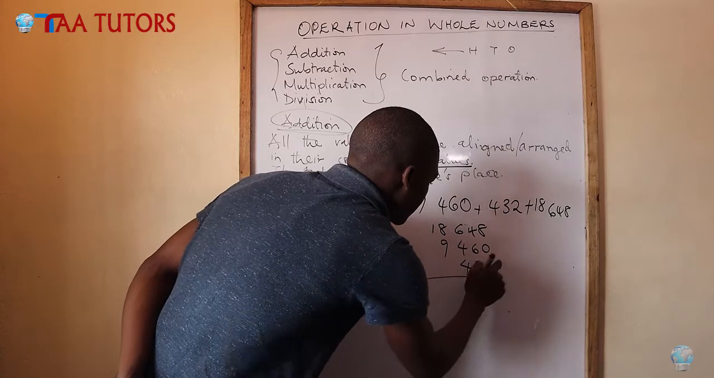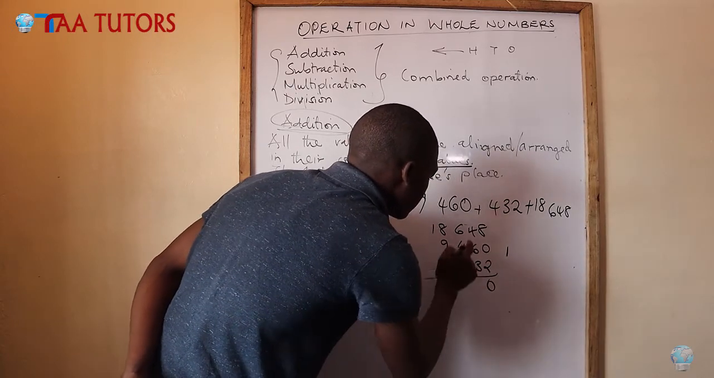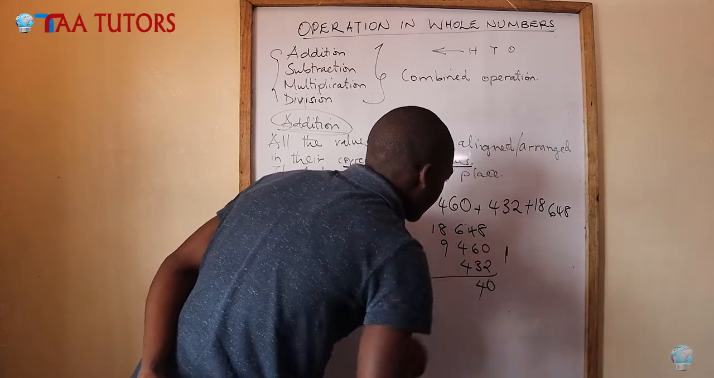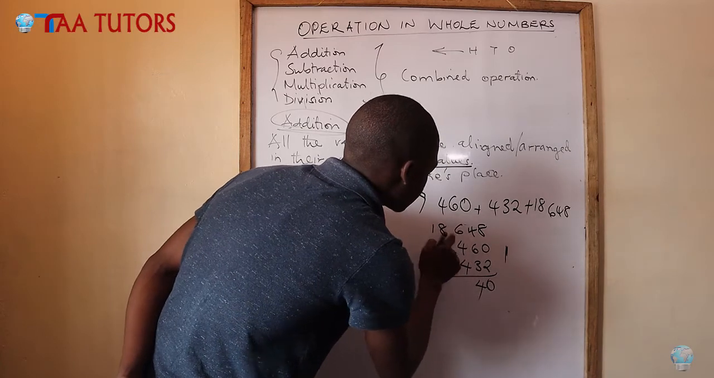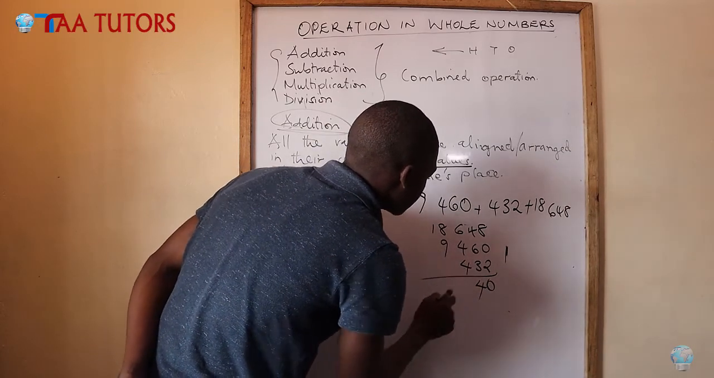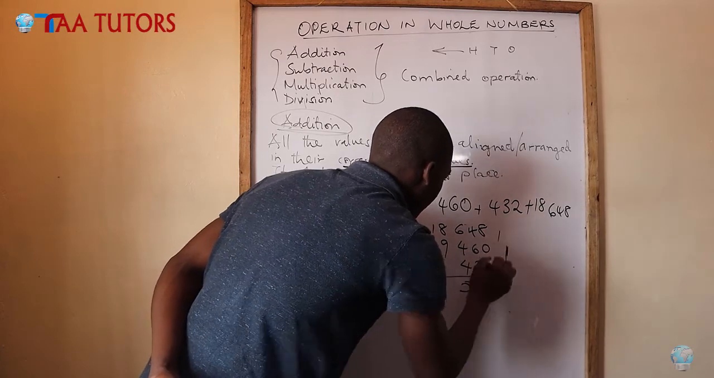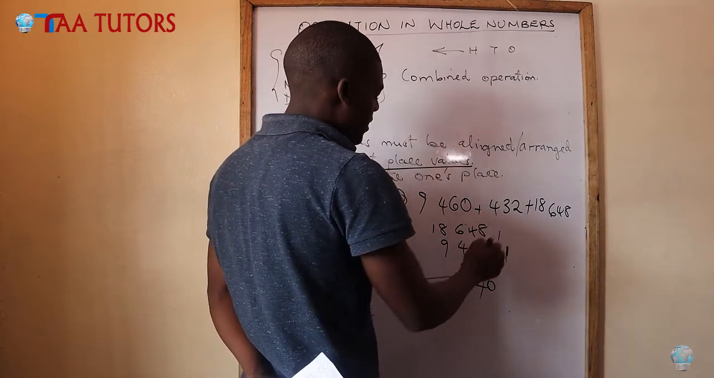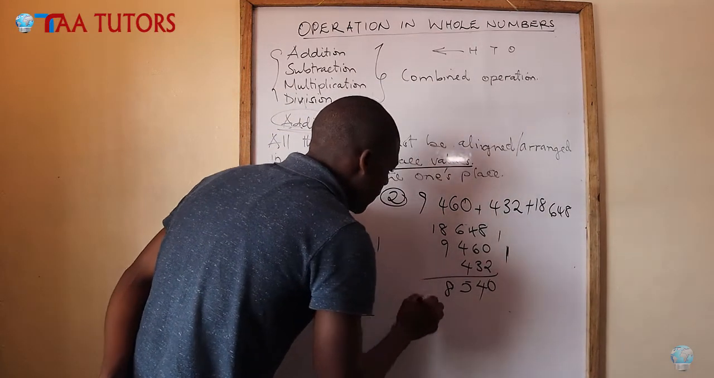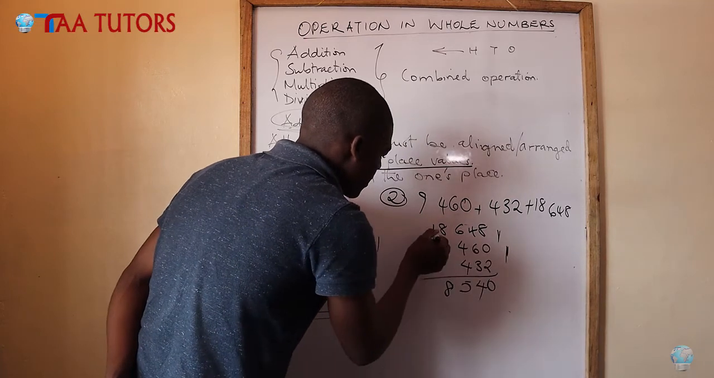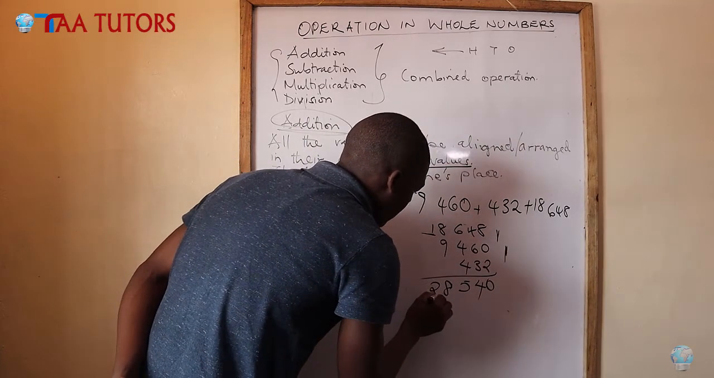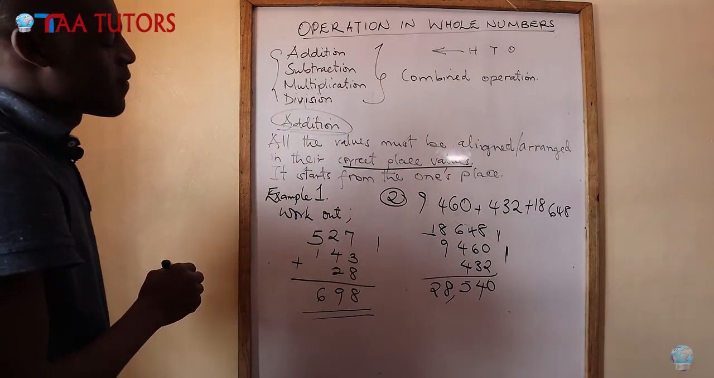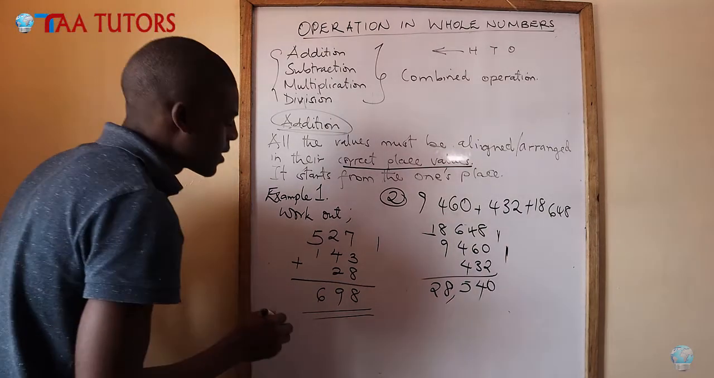8 plus 0 is 8 plus 2 is 10, so we carry 1. 4 plus 6 is 10 plus 3 is 13 plus 1 we carried, that is 14. We also carry 1. This one, 6 plus 4 is 10 plus 4 is 14 plus 1 is 15. We carry 1 still. Then 8 plus 9, that is 17. 17 plus 1 is 18. 18, we carry 1. We add it here, 1 plus 1, that is 2. Now our answer is 28,540.